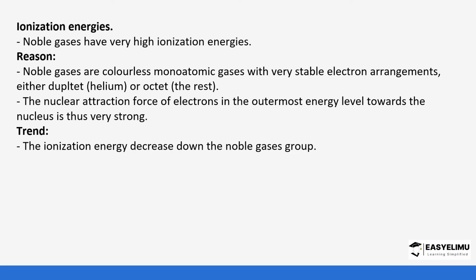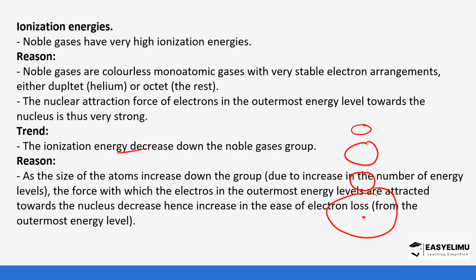But as you go down the group, since the atomic radius is becoming bigger and bigger, it means the electrons in the outermost shell are being held loosely by the nucleus. So that is the reason why it is easier to remove an electron as you go down the group, and that's why the ionization energy decreases. As the size of the atom increases down the group, due to the increase in number of energy levels, the force with which the electrons in the outermost energy level are attracted towards the nucleus decreases. Hence, it's easier to lose electrons as you go down the group.